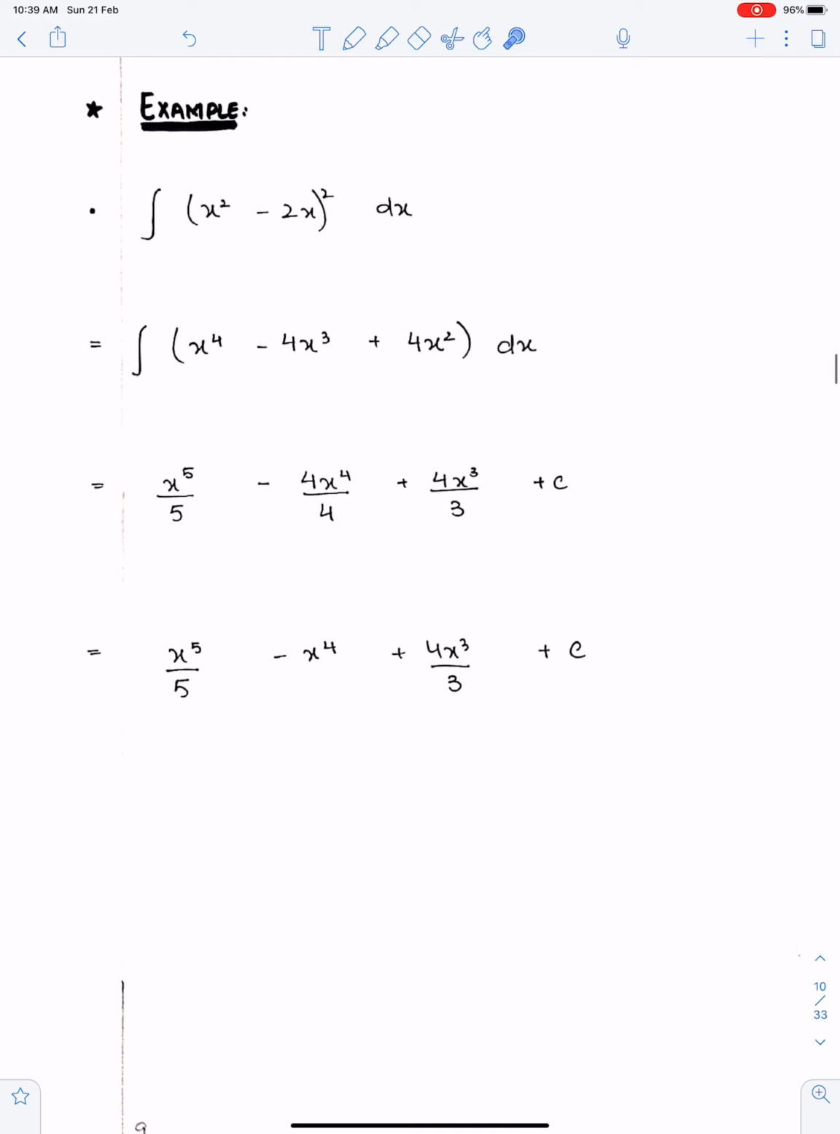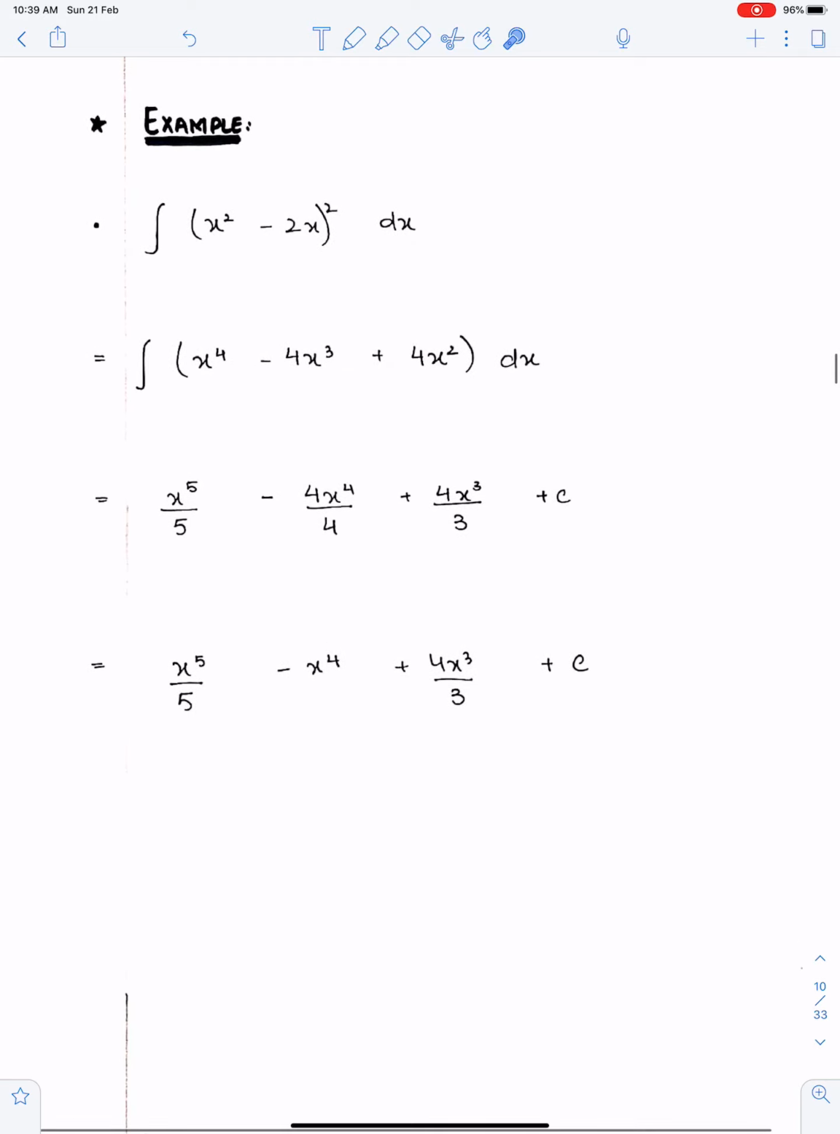This is an example of non-linear expansion. So first expand this expansion and then integrate it. This is the expanded form. Whenever you will get non-linear expansion, the power of the expansion will always be 2.